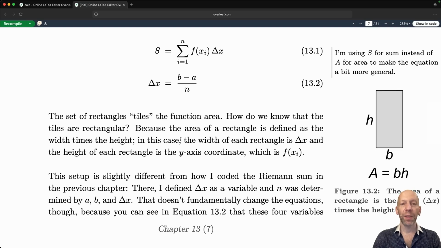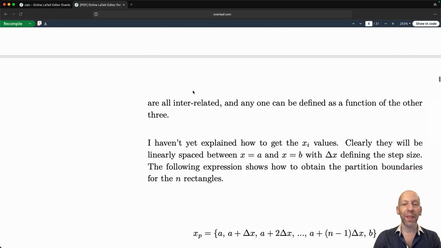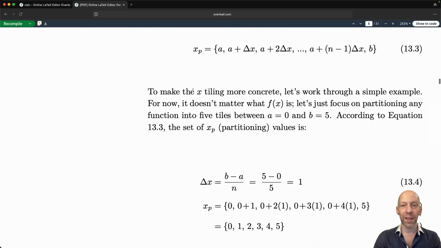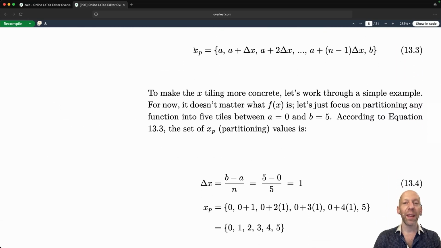Here are the two equations that we are going to be translating into Python code. So we have this equation 13.2. Here we say that delta x equals b minus a divided by n. And then the next equation is this one here. So this is defining all of the x-axis breakpoints for segmenting the function into intervals. And this is what you want to implement using list comprehension.